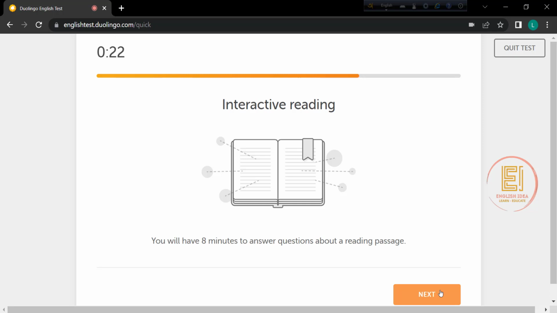Number 5. There will be 2 interactive reading sections, unlike the practice test where you are assigned only 1 interactive reading section.